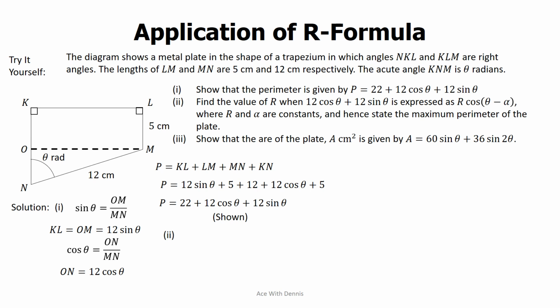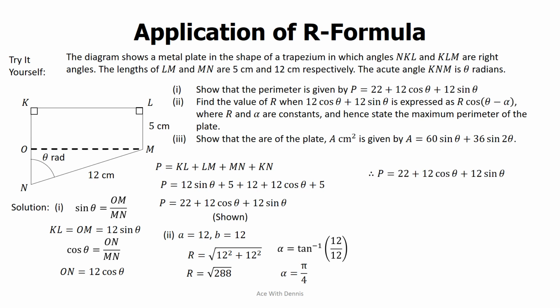Solution for number 2. We identify that A is 12, B is 12. And we can get the R value, which is square root of 12 squared plus 12 squared. And we get R is square root of 288. And next, we find alpha is inverse of tangent 12 over 12, which gives alpha equals pi over 4. Now the perimeter we can rewrite as 22 plus square root of 288 cosine theta minus pi over 4.